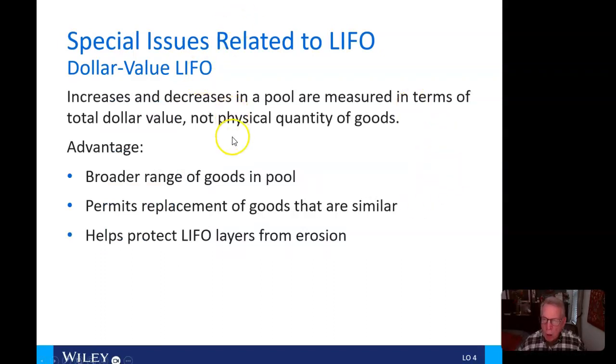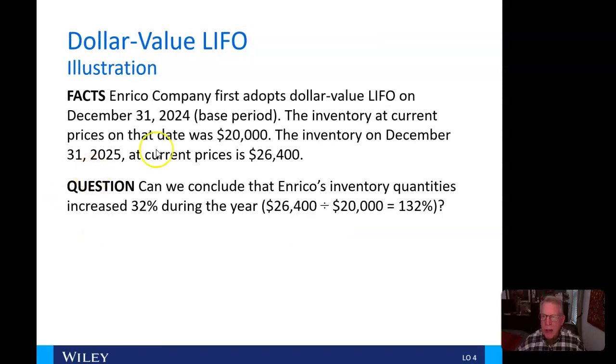All right, dollar value LIFO. The increases and decreases in a pool are measured in terms of dollar value, not physical quantity of goods. So a broader range of goods in the pool, that's an advantage. It permits the replacement of goods that are similar and helps protect the LIFO layers from erosion. Okay, let's take a look at that.